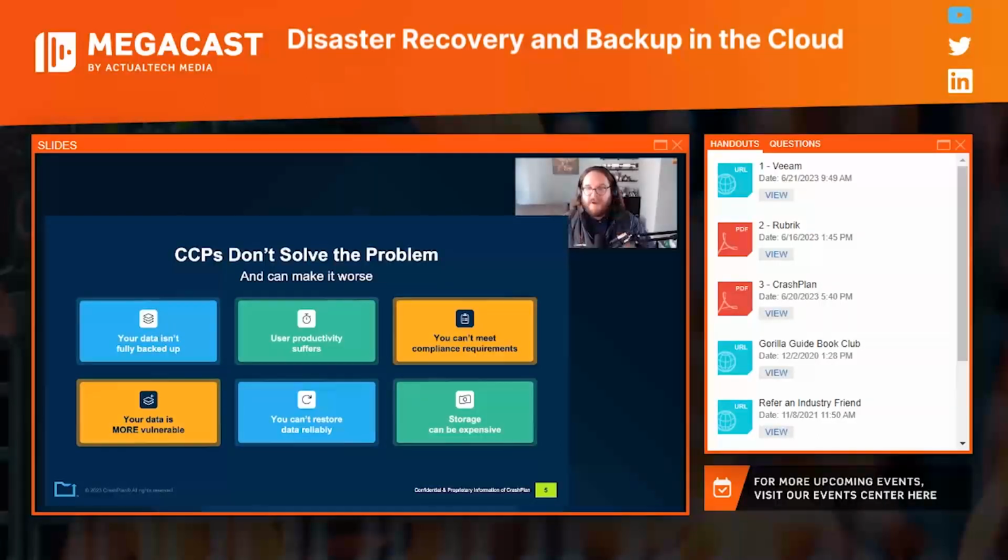The next thing here, you can't restore data reliably. I don't know if any of you have ever tried to roll back a lot of versions, or there's been some sort of ransomware event in one of these cloud solutions. You basically have to go through, and in some cases you'll get lucky and you can do a folder at a time, but often you have to go file by file by file, version by version by version, doing this manually, which is just an absurd amount of time.